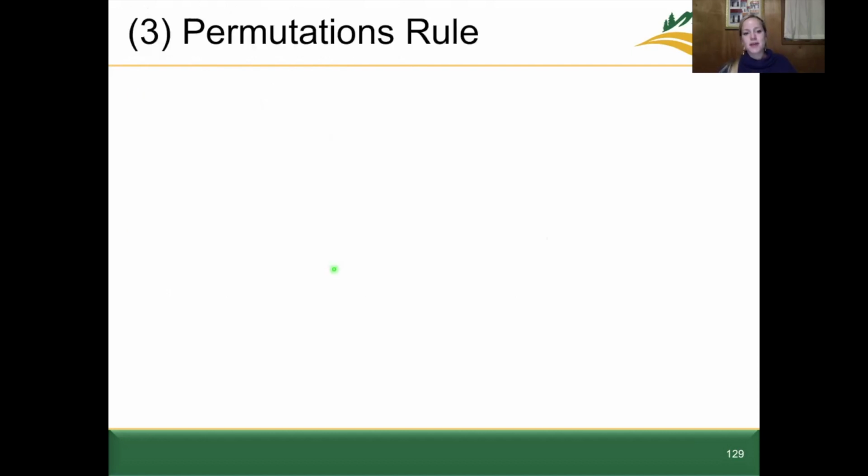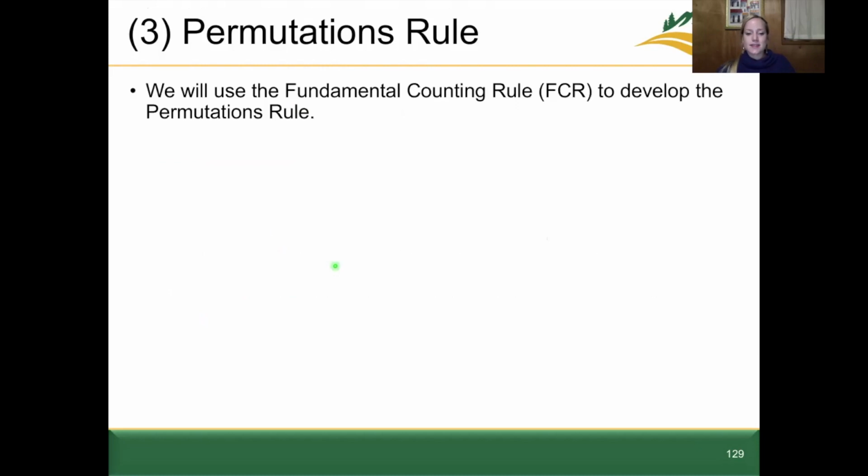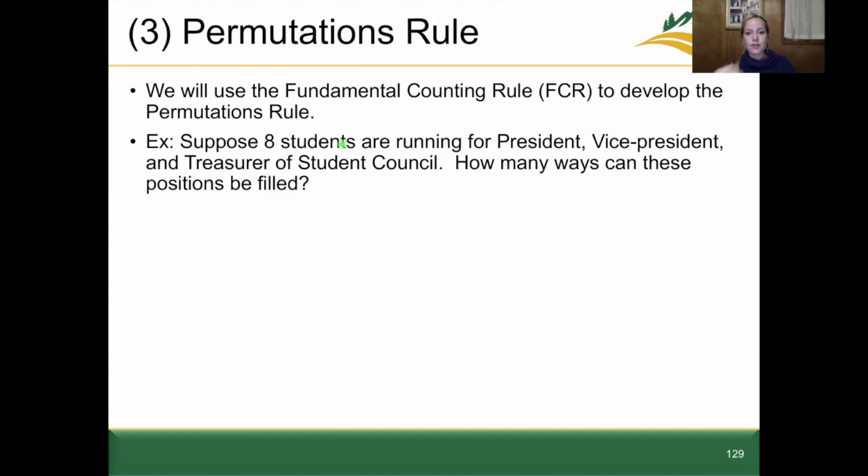Let's talk about the math behind permutations. To do this, let's use the FCR, or the fundamental counting rule, to develop the rule for permutations. FCR is the same thing we talked about initially, so it was that multiplication counting rule. So let's suppose there are 8 students running for president, vice president, and treasurer of student council. How many ways can these positions be filled?